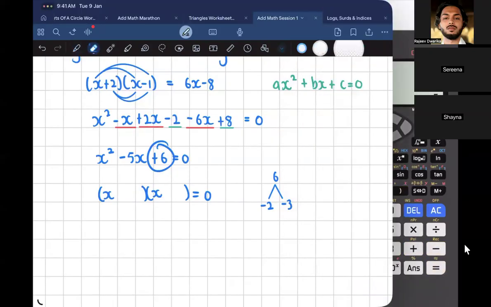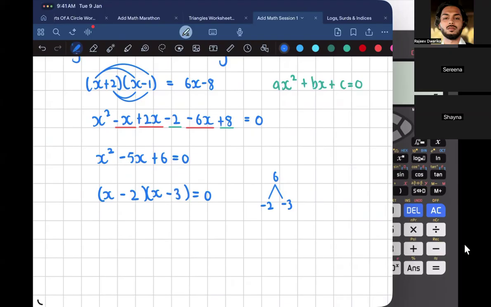Cool. So Serena, we're in the clear. Again, once it's a simple trinomial and the coefficient of x squared is 1, it doesn't matter where you put the factors. I could put minus 2 here if I wanted, or over here. Doesn't matter. Right, so we get x minus 2 by x minus 3.